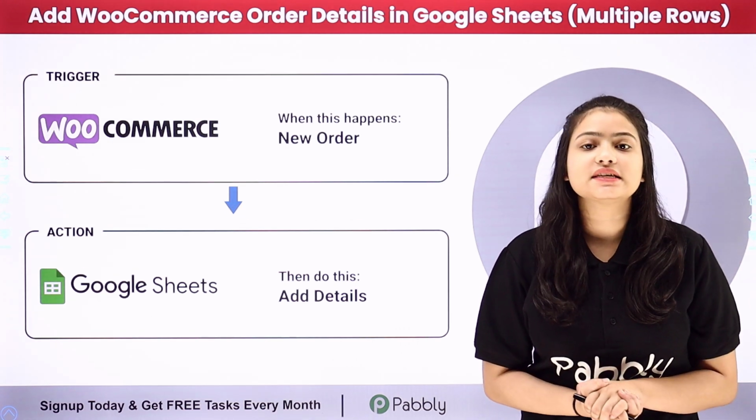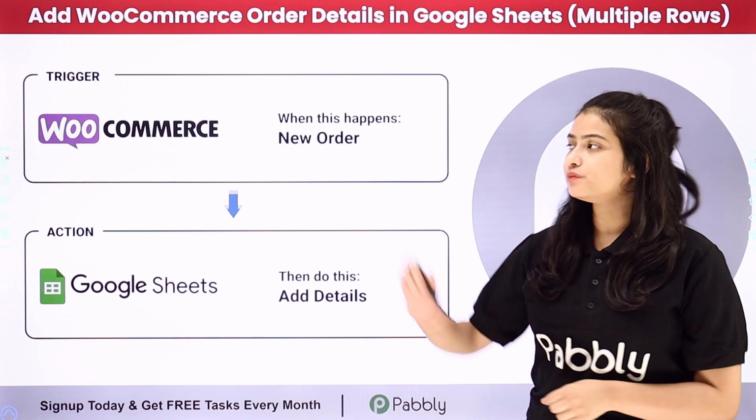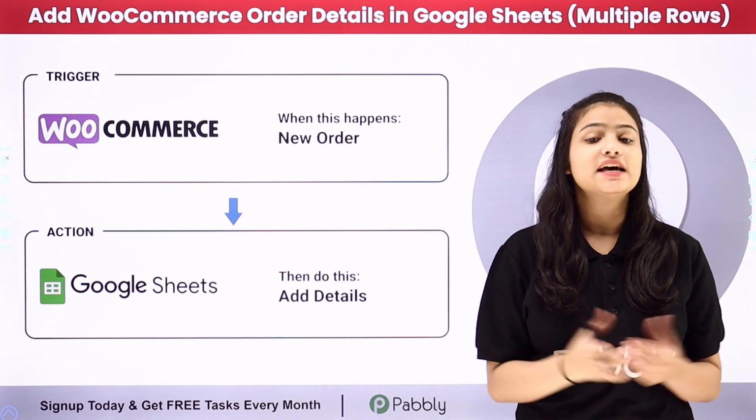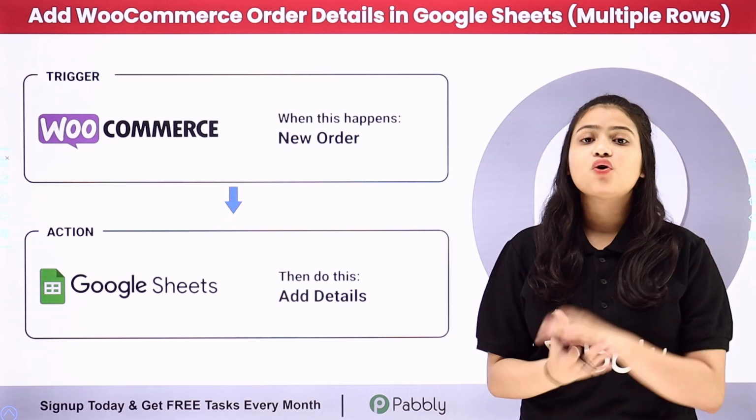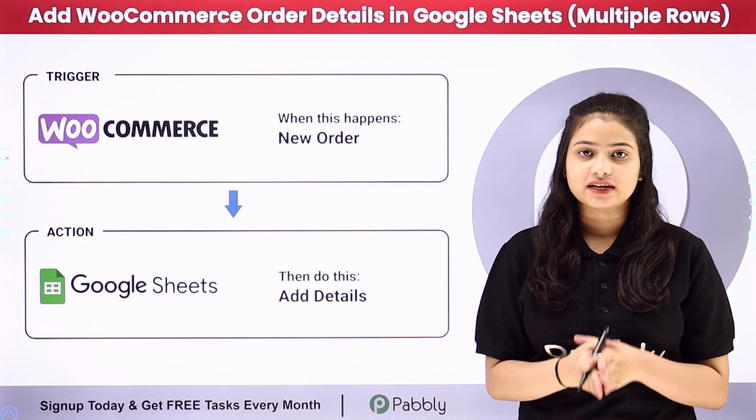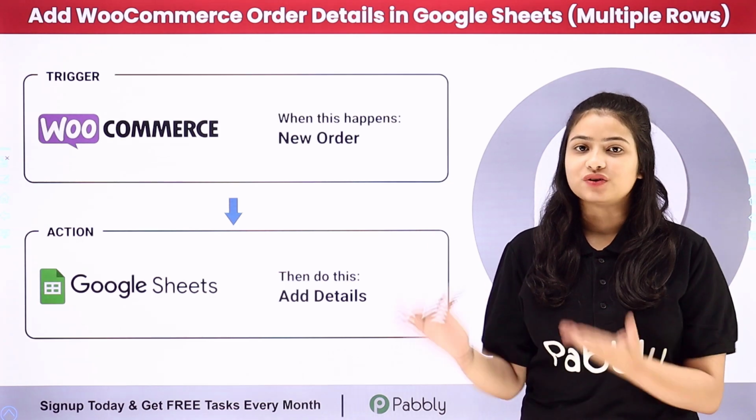So in order to automate this entire process, I'm going to set up a connection between my WooCommerce store and Google Sheets, that too without any coding or programming skills, with the help of Pabbly Connect. So if you also want to learn this amazing automation step by step, then for that I'm going to take you all towards my screen.